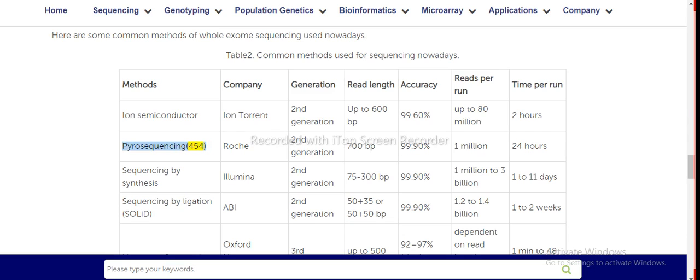Pyrosequencing, 454, Roche, second generation, 700 BP, 99.90%, 1 million, 24 hours. Sequencing by synthesis, Illumina, second generation, 75 to 300 BP, 99.90%, 1 million to 3 billion, 1 to 11 days. Sequencing by ligation, SOLiD, AB, second generation, 50 plus 35 or 50 plus 50 BP, 99.90%, 1.2 to 1.4 billion, 1 to 2 weeks.